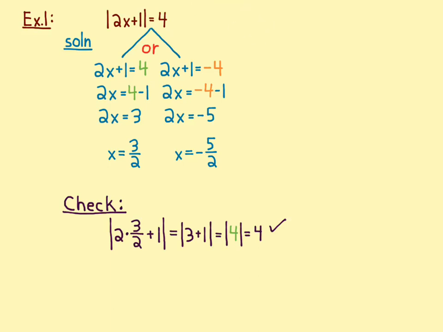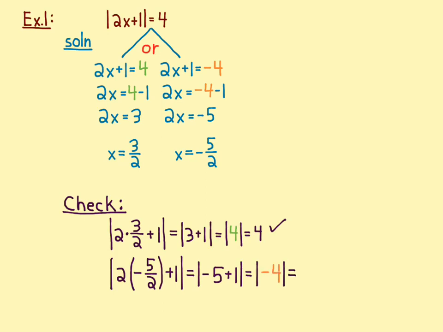Okay, and then I'm going to try this. That was doing the 3 halves. And now I'm going to do the negative 5 halves. Again, the 2's cancel. So you just get negative 5, absolute value of negative 5 plus 1. You can see what happens. You end up getting absolute value of negative 4 instead of the 4 on the previous one. And of course, that's going to be 4 again. So they both work.